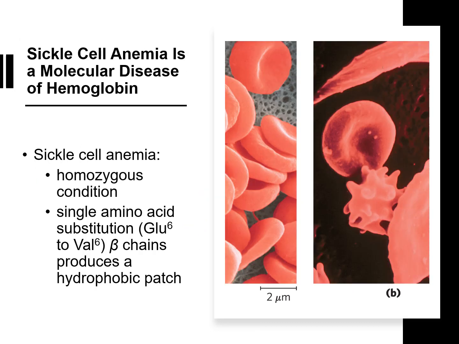Okay, finally, we want to wrap things up with a brief discussion of sickle cell anemia because it's certainly closely related to the health and wealth of hemoglobin. And sickle cell is a homozygous condition. It involves a single amino acid substitution. Glutamine 6 is changed to valine 6. This produces a hydrophobic patch in the beta chains of hemoglobin, those two beta subunits. And this is bad news for hemoglobin because it impairs its ability to carry oxygen.